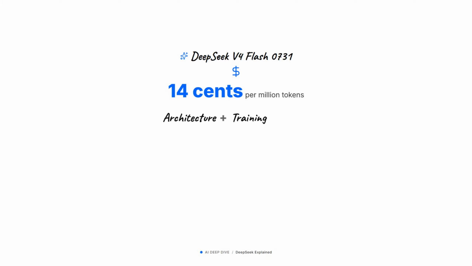You don't need 1.6 trillion parameters to manage your codebase anymore. The power comes from the architecture, but the real genius is in the training.